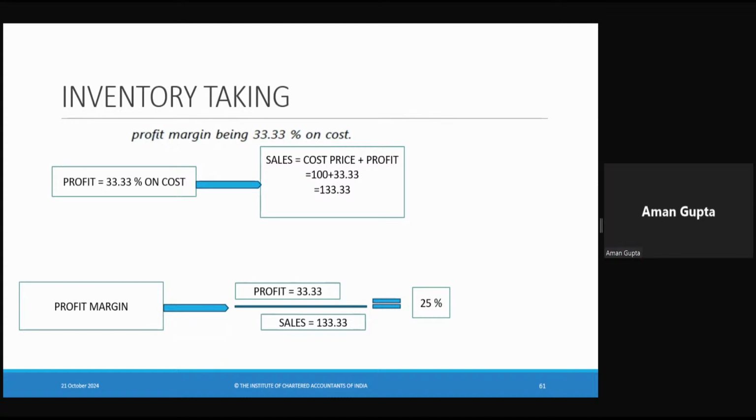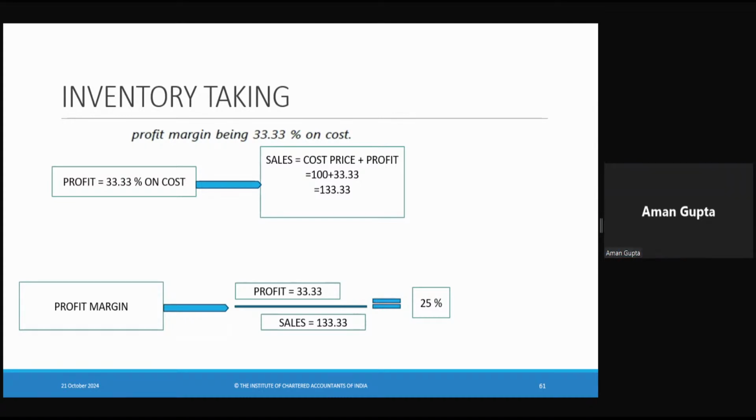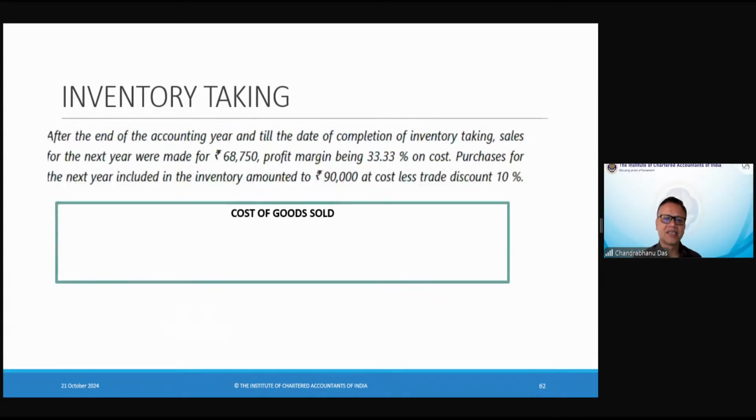Sir, I'm confused. If profit is given as 33.3%, then why are we calculating profit margin? It is given on cost, right? Yes, given on cost, but you are calculating the profit margin, which is on sales, because when you calculate this on sales, you could solve these things.